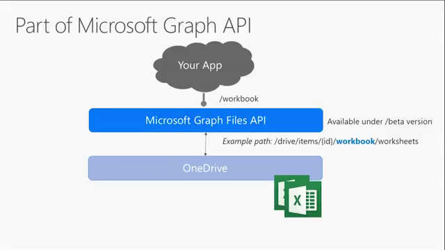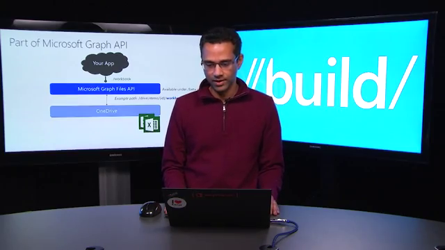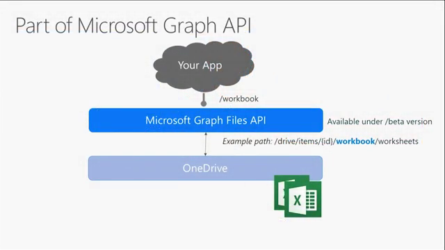For an Excel document that is located on your OneDrive, Microsoft Graph Files API provides you the file-level access. All you need to do is add the workbook segment at the end of the URL to access the objects and collections and methods and properties available using these APIs. In this diagram, your application is interfacing with the Microsoft Graph Files API to access the Excel workbook that's located on the OneDrive. An example path is shown here. It shows the drive, item segments, and the ID, which identifies the file. And if you add the workbook segment, you can then access any of the collections or objects associated with the workbook.